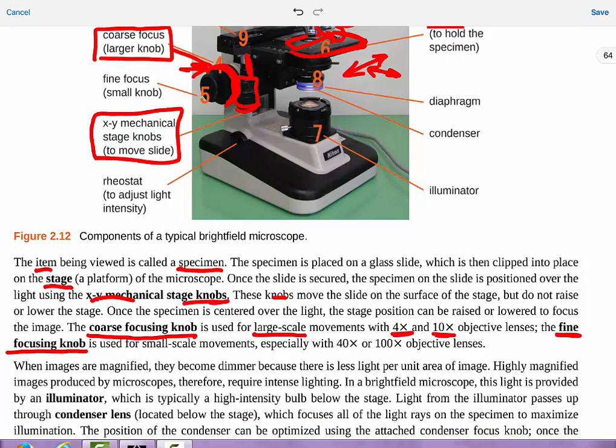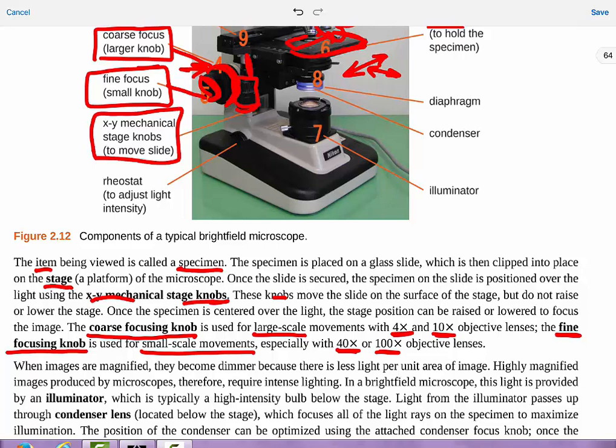The fine focusing knob, which you can see labeled here, number 5, which is kind of within the large focusing knob or the coarse focusing knob, is used for small scale movements, especially with the 40x or 100x objective lenses. So this is when you especially want to use the small one. And that is when you use only the small one, when you're at 40x and 100x. If you use the bigger one, again, you can smash the slide, but then also it actually makes it really difficult to find the object. It moves so fast, it can get out of the field of view right away.